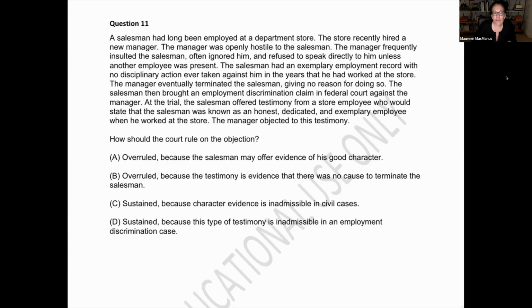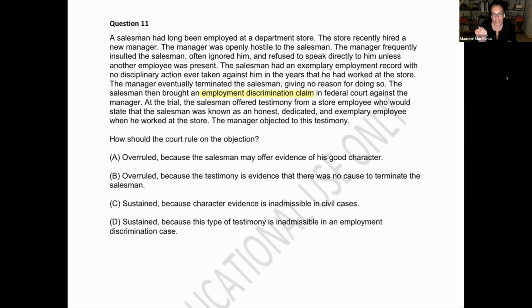The salesman then brought an employment discrimination claim in federal court. So, employment discrimination claim, we're in federal court against the manager. At the trial, the salesman offered testimony from a store employee who would state that the salesman was known as an honest, dedicated, and exemplary employee. The salesman is bolstering. He's offering evidence of his own good character. He hasn't testified, so we can't have anything about him being honest and a good employee when he worked at the store. So this is a character question: can you introduce his character?